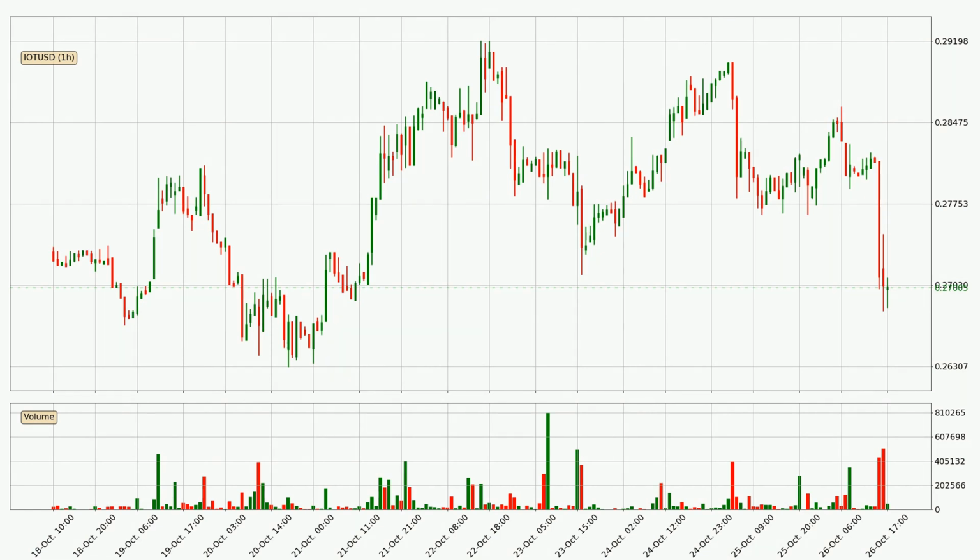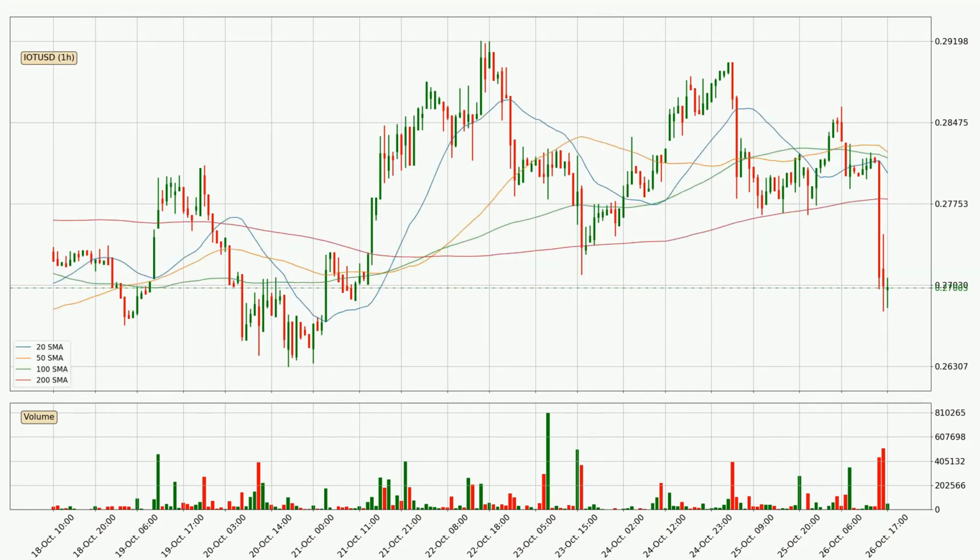Looking at the Iota hourly time frame, the price moved down around 3.7% in the last 24 hours, with a current price of 27.0 cents. The volume was actually high, showing that this move was strong and the sellers are taking over.